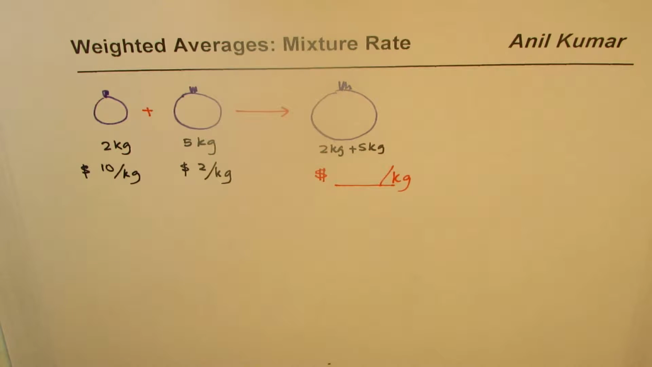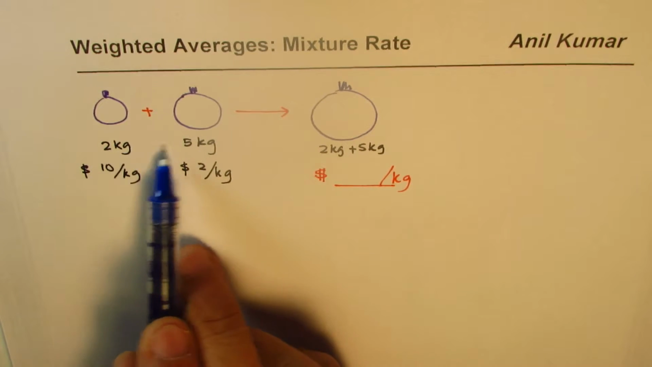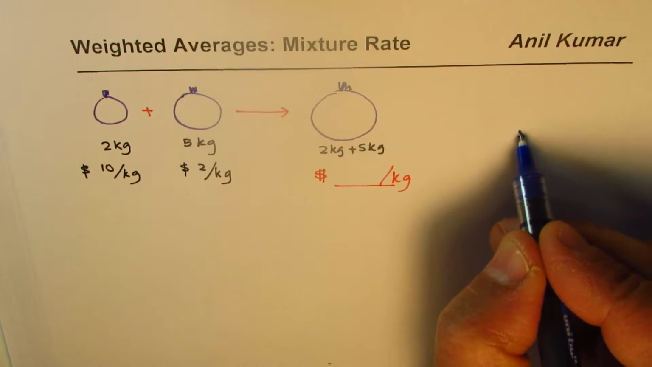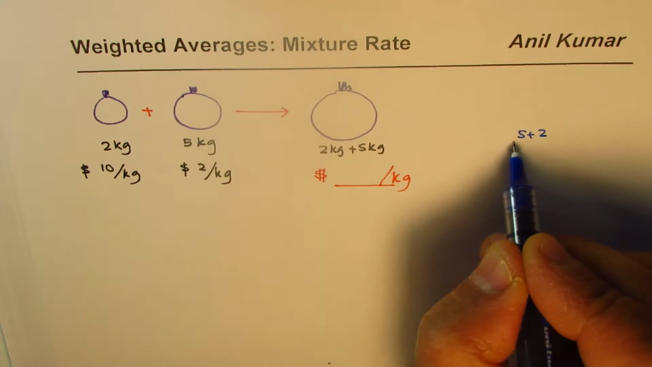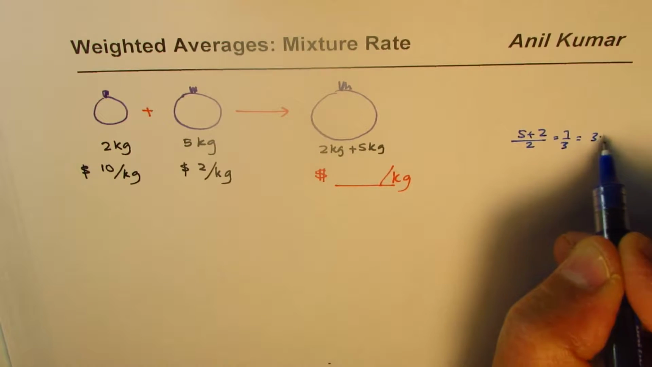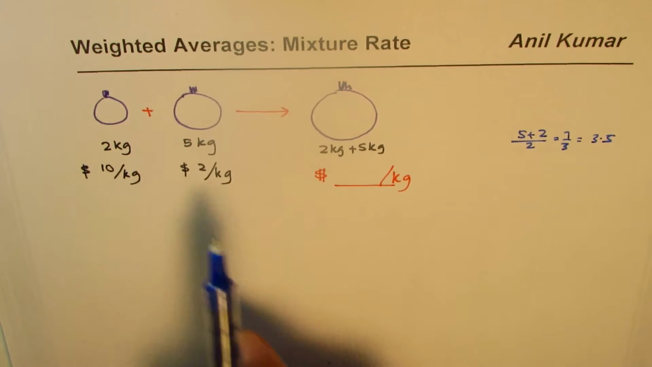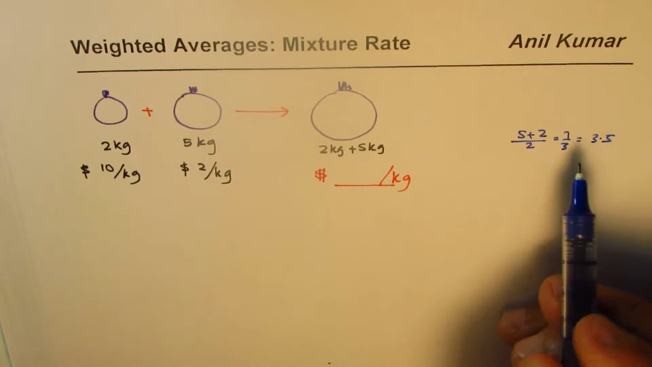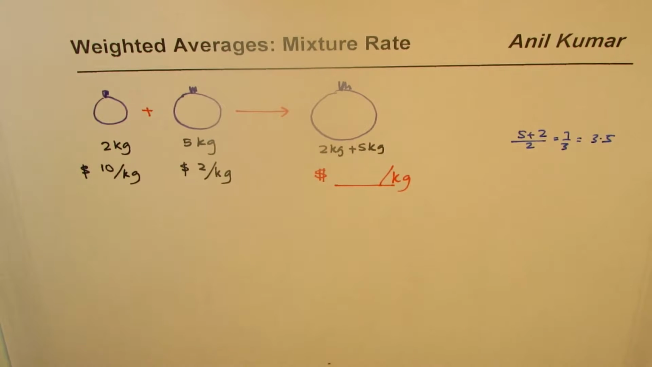Now let's have a guesswork. Will the rate be the average of these two? That is to say, 5 plus 2 is 7, divided by 2. So 7 divided by 2 is 3.5. So will the rate be $3.5 per kg, or will it be higher or lower? What do you think?